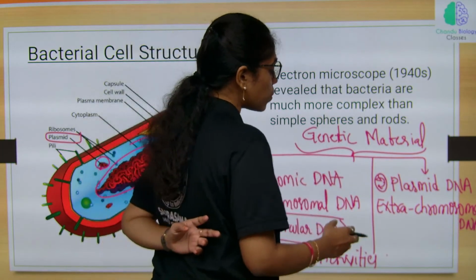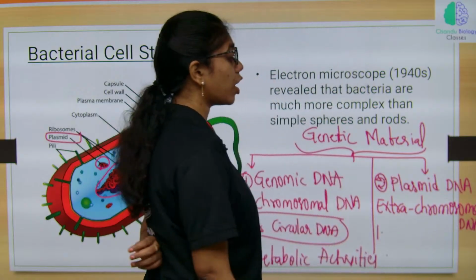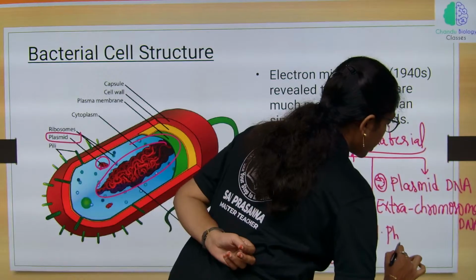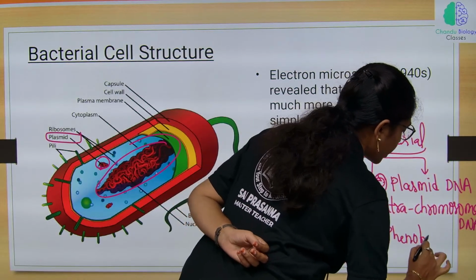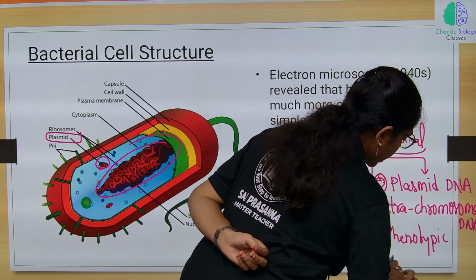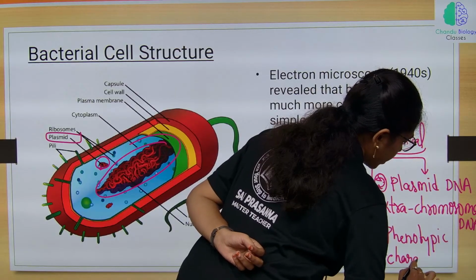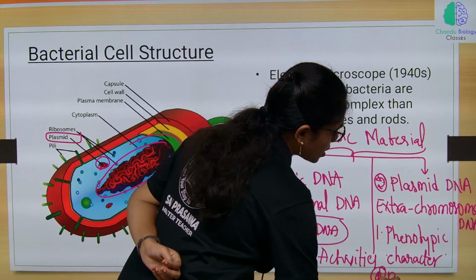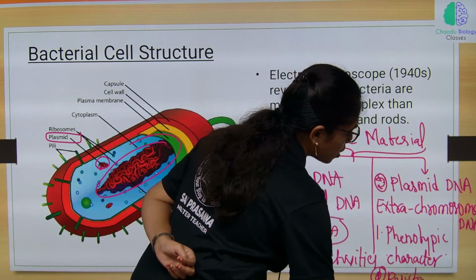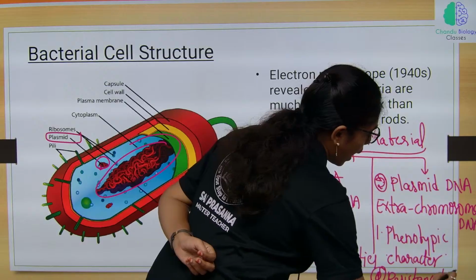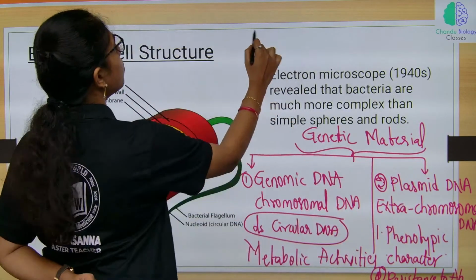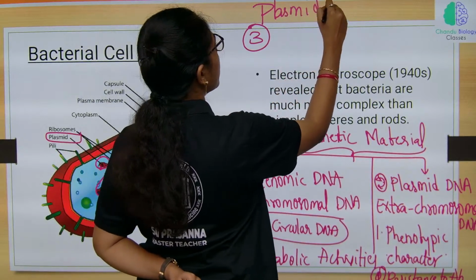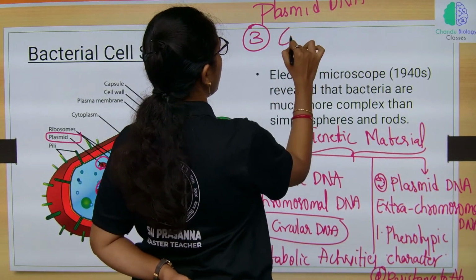So, the first is what? Plasmid DNA or extra chromosomal DNA will provide a particular phenotypic character to the bacteria, and the second is providing resistance to antibiotics, and the third major important function of plasmid DNA is to promote conjugation.